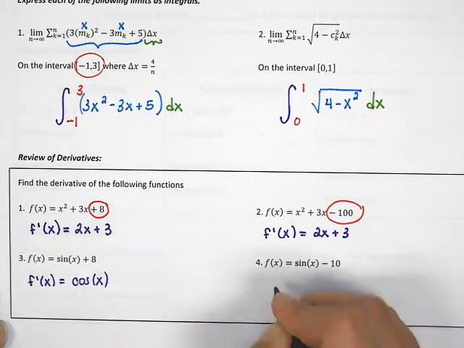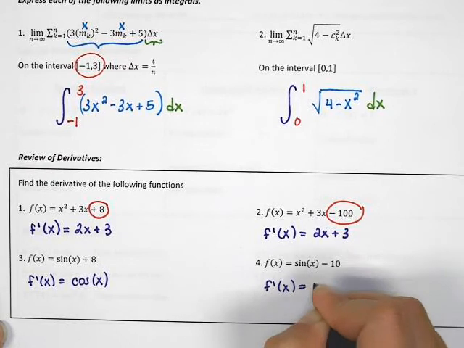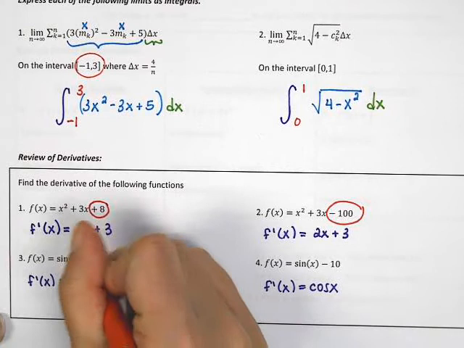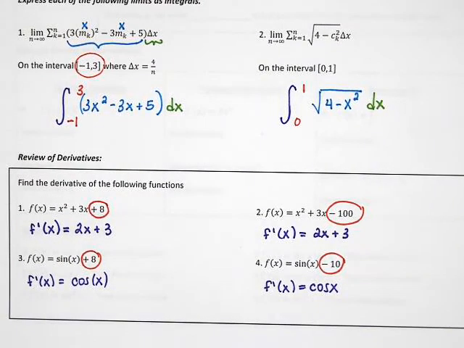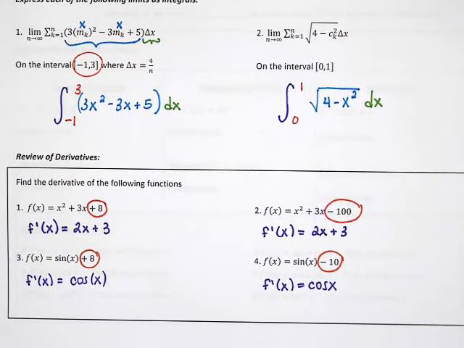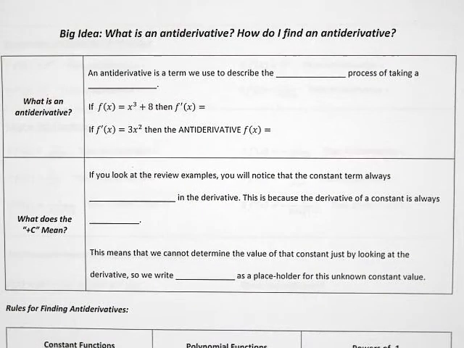And if I give you f of x equals sine of x minus 10, the derivative would be cosine of x. Once again, the constant term at the end disappeared, so we couldn't have known that it was there if we didn't have the original function to look at. If we only had the derivative, we wouldn't have known that that was there. Now that's going to be really important because we have some rules about taking antiderivatives, and we're going to need to figure out a way to represent that unknown constant that we don't know is there or not.